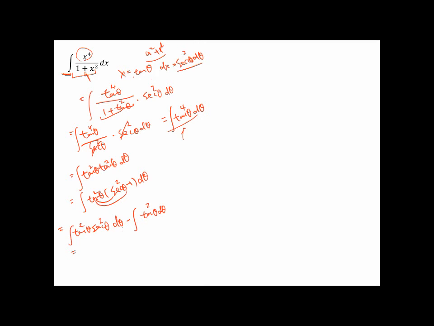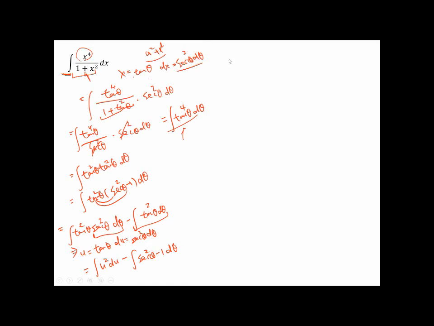So for this part, since I see this, u substitution: u equals tangent theta. Then du is secant theta squared d theta. Okay. Plug in. So my first part is u squared du, right? And then minus the second part here, rewrite it into secant theta squared minus 1 d theta.